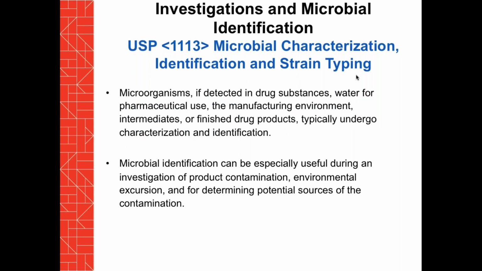Microorganisms, if detected in a drug substance, water for pharmaceutical use, the environment, intermediates, or the drug products, typically go through characterization and identification. USP 1113, Microbial Characterization, Identification, and Strain Typing, provides information regarding the level of identification that is appropriate for microorganisms that have been isolated during the different phases of compounding or manufacturing and quality testing.